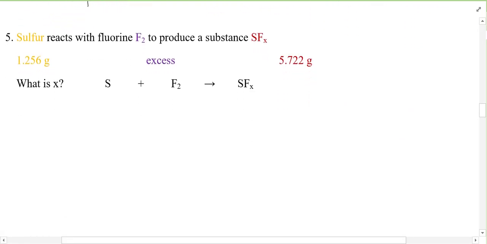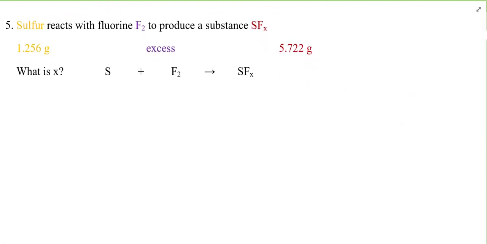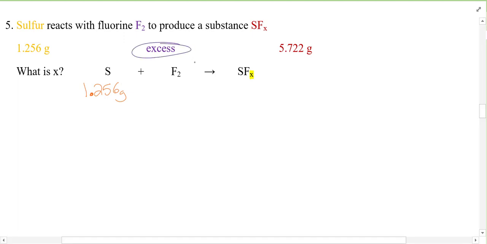Next, number 5. Sulfur here is going to react with fluorine to produce SFx. And now there's several different options for this. There's several different sulfur fluorine compounds that could exist here. So my question is, which one did we make? We have 1.256 grams of sulfur. We have extra fluorine here. And we know we make 5.722 grams of my unknown sulfur fluoride compound.